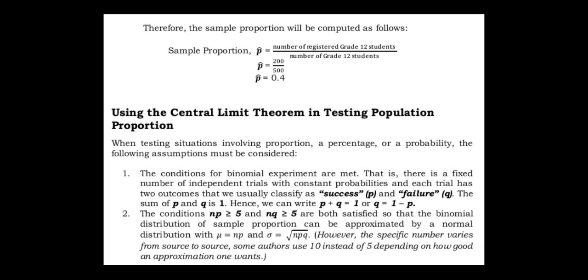Therefore, the sample proportion will be computed as follows. Sample proportion p-hat is equal to the number of registered grade 12 students over the number of surveyed grade 12 students. Now substitute the numbers 200 and 500. Then you will get 0.4.